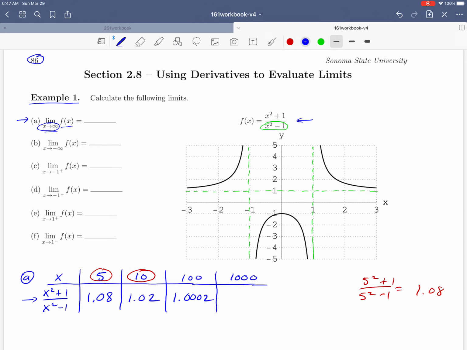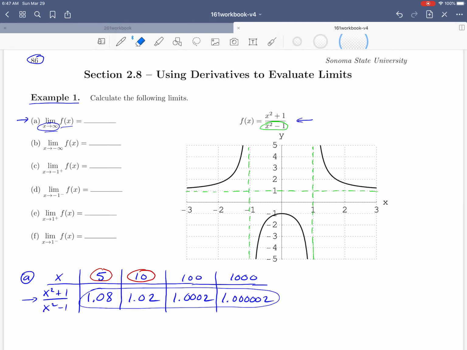And then we'd move over and plug in 100. That winds up being 1.0002. And then 1,000, lots of zeros here, 5 zeros and a 2. Okay, and the question we're asking is, as we look at that bottom row, what are those numbers approaching? 1.08, 1.02, 1.0002, and so on. You can kind of see that those numbers appear to be getting closer to 1.